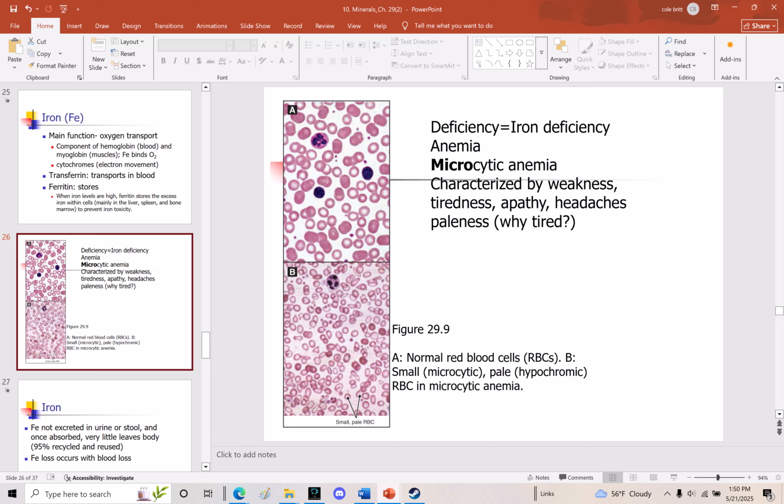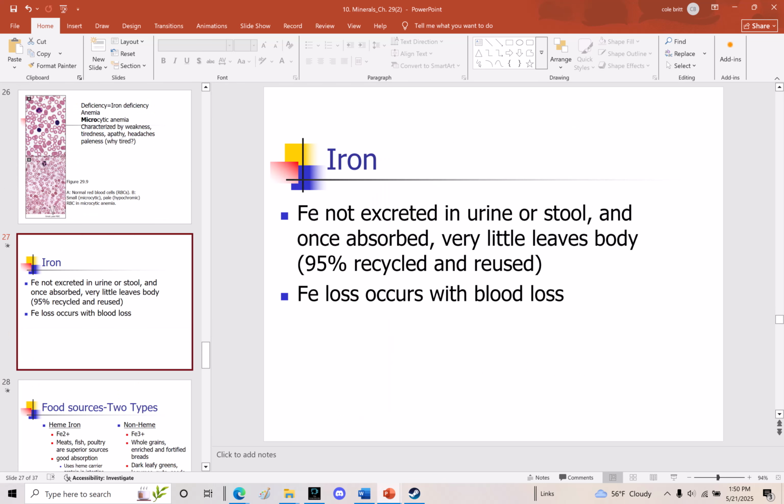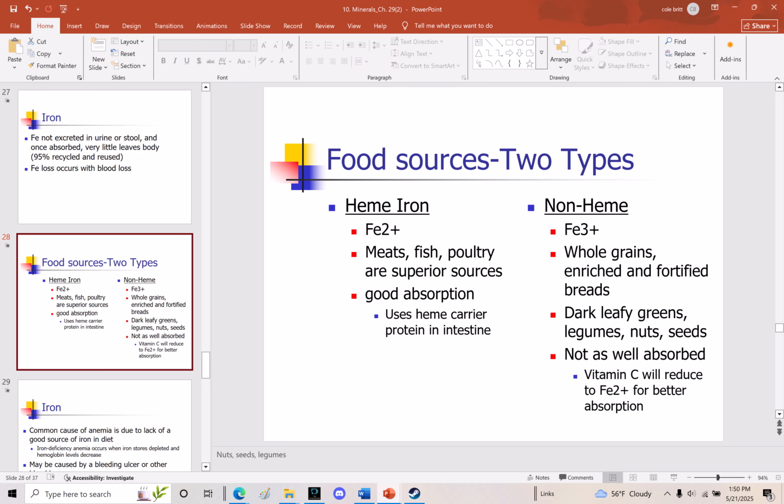So again, not excreted. Once absorbed, very little leaves the body. Most of it's going to be recycled and reused. Iron loss occurs with blood loss. This is also something important to know. Heme iron versus non-heme iron. Heme iron is found in meats, animal products, fish, poultry. It's going to be animal because heme comes from hemoglobin. Plants don't have heme. They don't have blood. So they have a non-heme iron form.